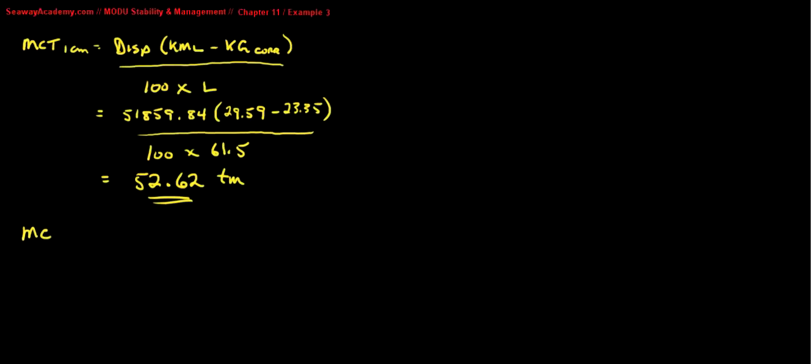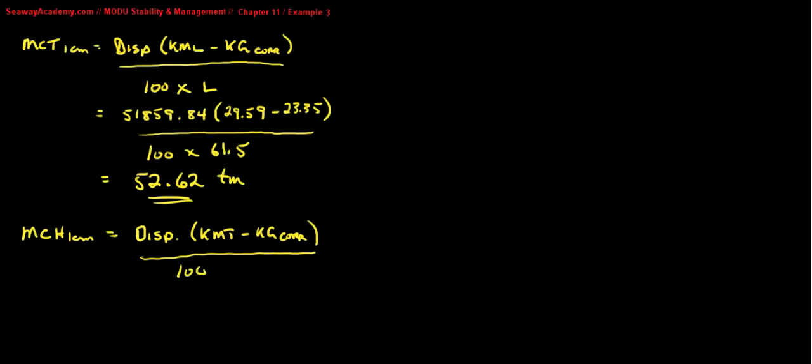So now we can calculate the moment to change our heel 1 centimeter. And the formula for this is your displacement times your transverse KM minus your corrected KG, and this is all divided by 100 times the length. And the length is the distance between your port and starboard outboard draft marks.